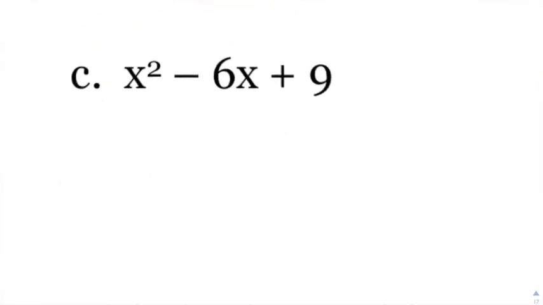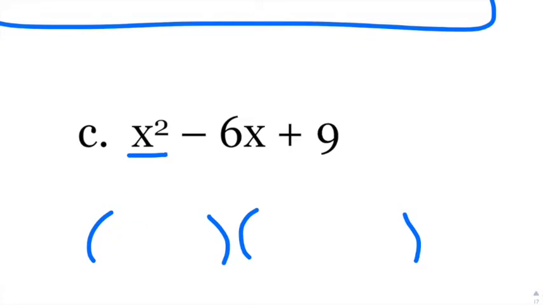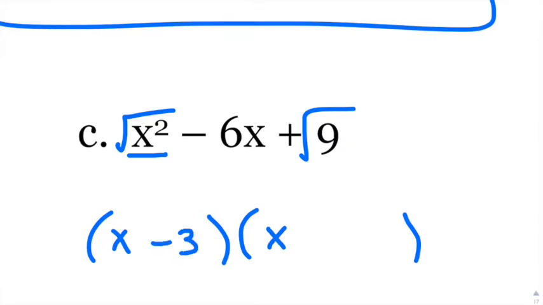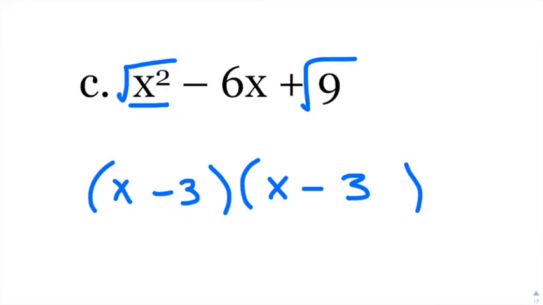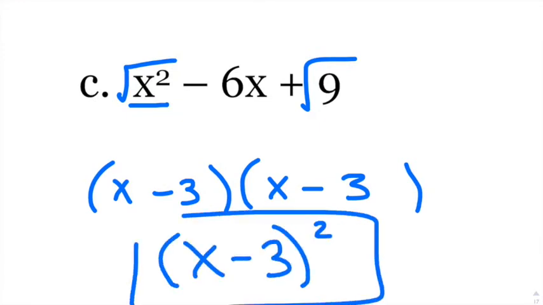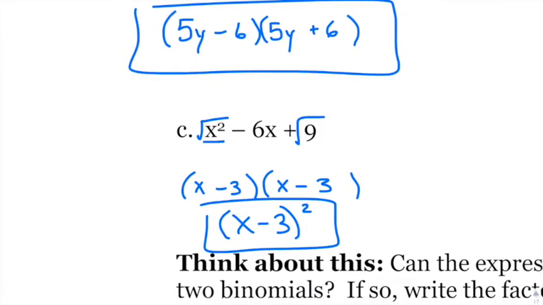Okay, let's see what we have with this one. We have x squared minus 6x plus 9. So we will factor right here. It looks like it's going to be a perfect square trinomial. x squared is a perfect square, and 9 is a perfect square. So that's x, and then that has to be minus 3 and minus 3 right there, which you can also write as x minus 3 squared. Not too bad there.